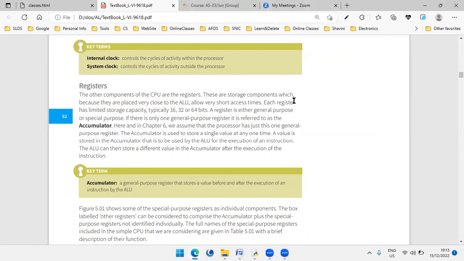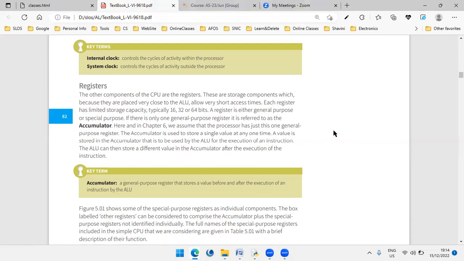These are storage components which, because they are placed very close to the ALU, allow very short access times. So these storage places are kept very close to the ALU, so no distance to travel. Because you might wonder what is the distance. That's a very short distance, about 1 millimeter. But even that is too much for such a high-speed computer. That one instruction missing makes a big difference.